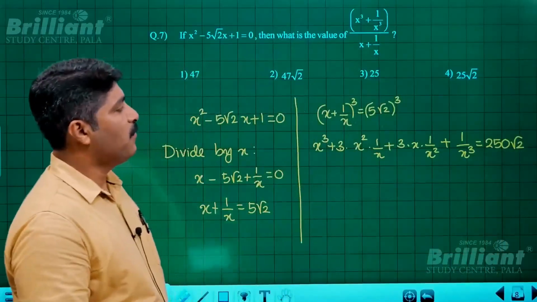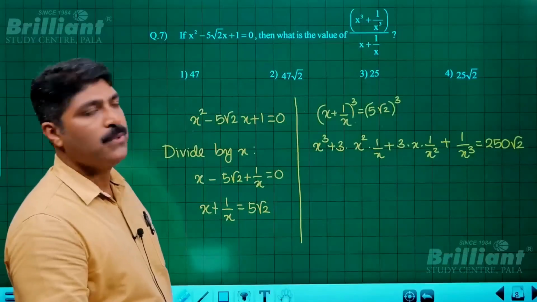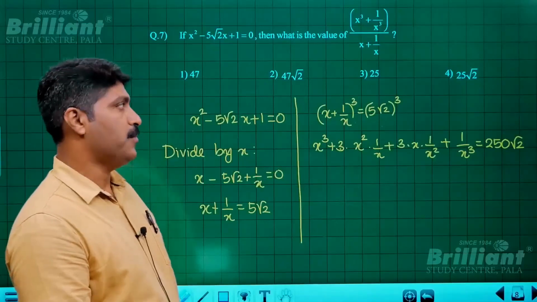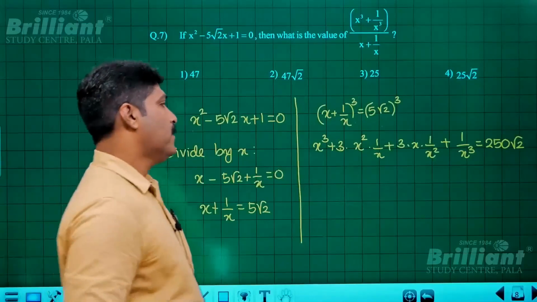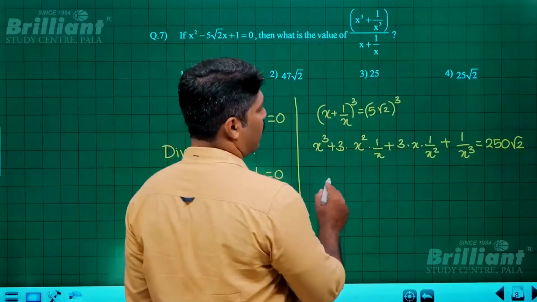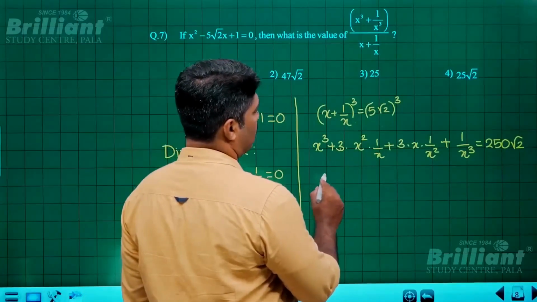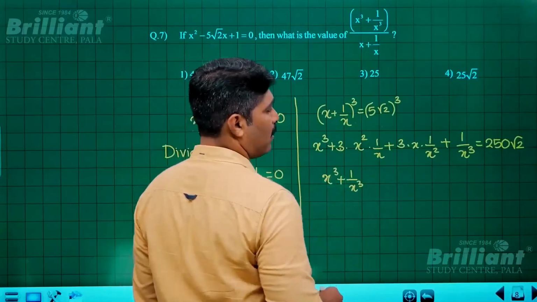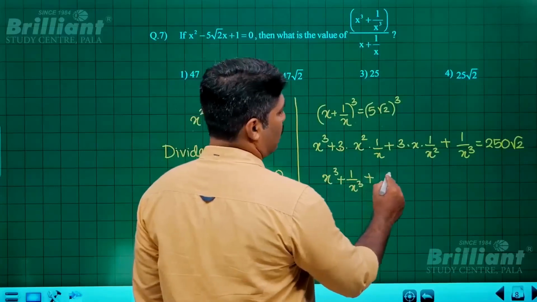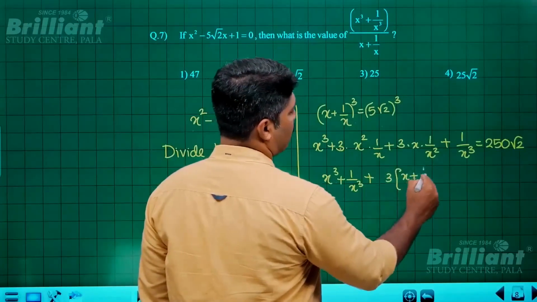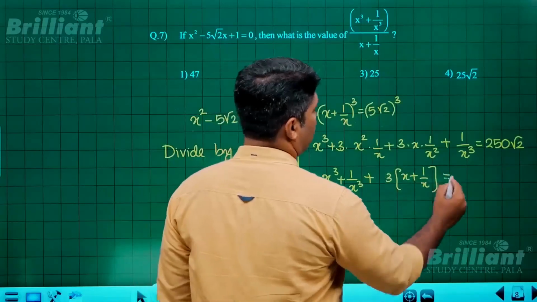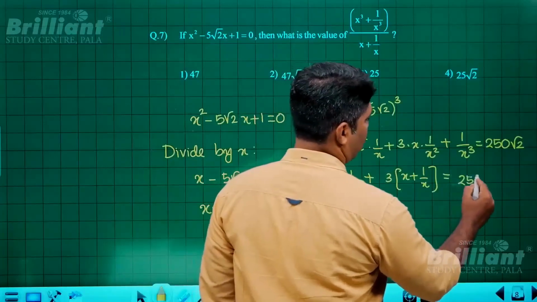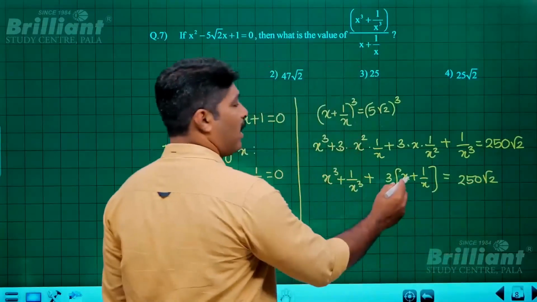So that will be equal to 250 because we know that 5 cube is equal to 125. Root 2 cube is equal to 2 root 2. So 125 into 2. So here we get the value. This is equal to x cube plus 1 by x cube plus 3 into x plus 1 by x, so that is equal to 250 root 2. So here we have, what is this?